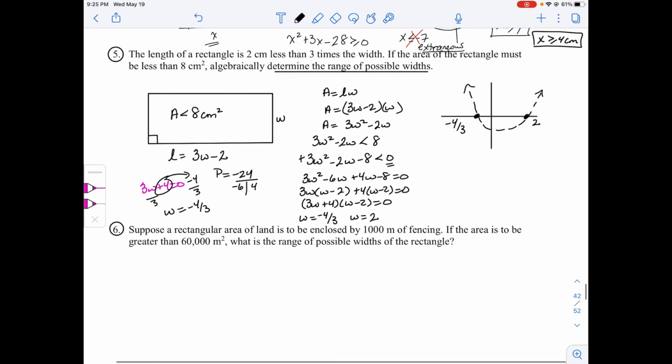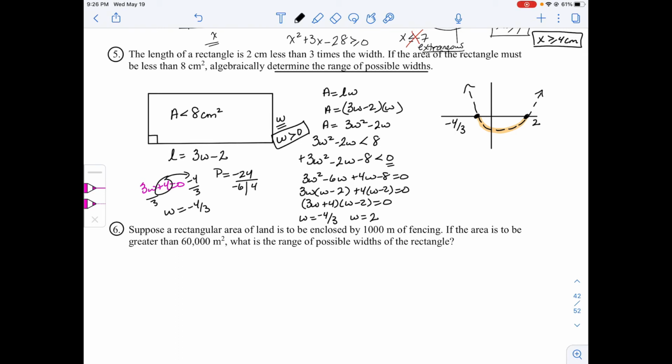And so if we want that area to be less than 8, in this case, we are looking for the values for which the graph is underneath the x-axis. Now, there's an inherent restriction here: our width has to be positive, right? Our width would have to be greater than 0. It couldn't be equal to 0, because if it was equal to 0, then we would have no width at all, which would mean we'd have a straight line and it wouldn't be a rectangle.